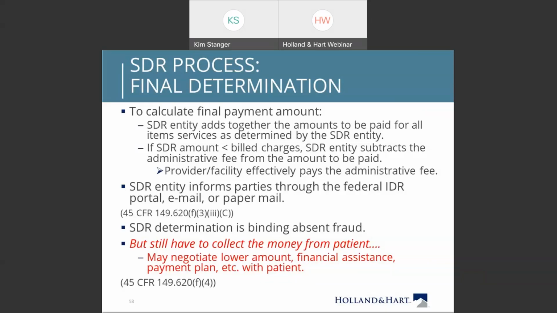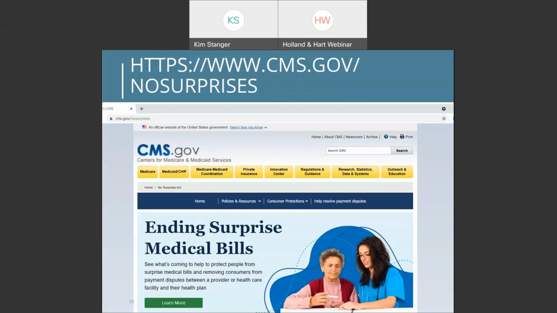Now, just because you get that SDR determination, the effect of this is that you're bound by it, you can't go after more, but you still have to go after the patient, right? That SDR determination doesn't necessarily require the patient to pay it, or there's nothing to force the patient to pay it. So you'd still have to collect against the patient. As a practical matter, you may still negotiate with the patient to get paid, however you do that, either through negotiating a lower amount, financial assistance, or whatever.